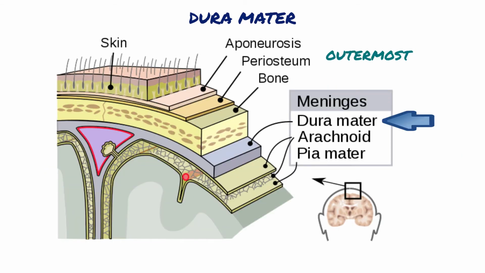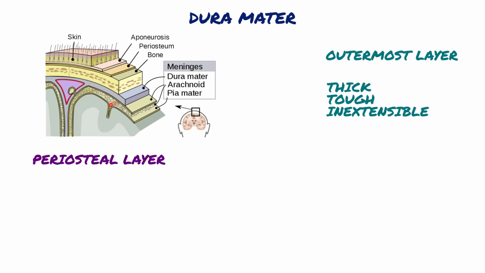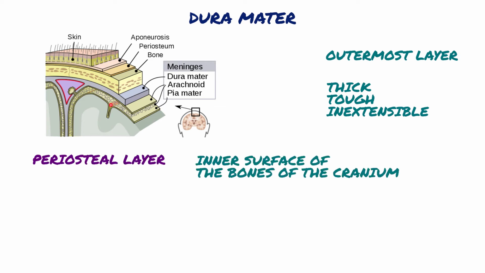Dura Mater is the outermost layer of the meninges, lying directly underneath the bones of the skull and vertebral column. It is thick, tough, and inextensible. Within the cranial cavity, the dura contains 2 connective tissue sheets. The periosteal layer lines the inner surface of the bones of the cranium.